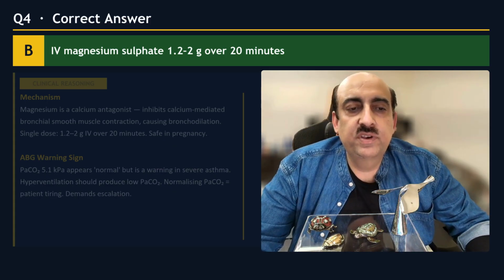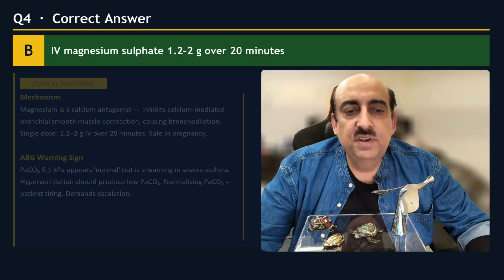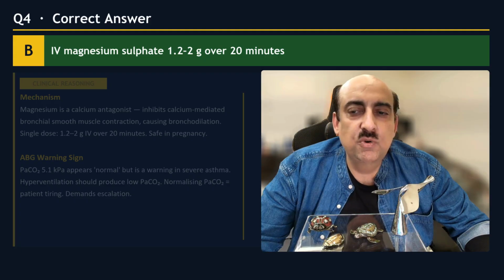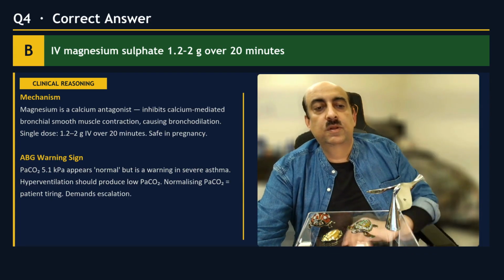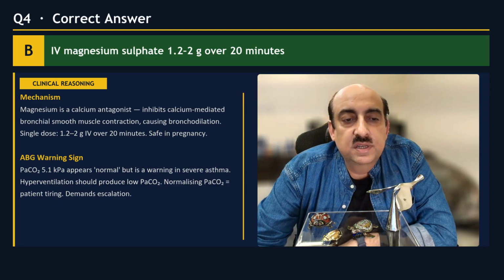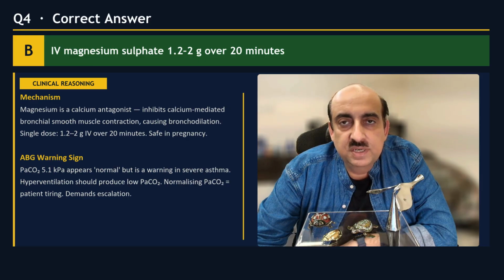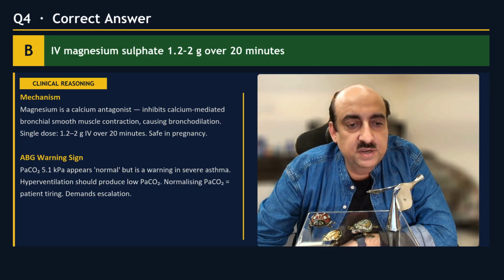And the correct answer is option B, intravenous magnesium sulfate at 1.2 to 2 grams over 20 minutes. So the correct answer, intravenous magnesium sulfate 1.2 to 2 grams IV over 20 minutes. Let's look at the clinical reasoning behind it.